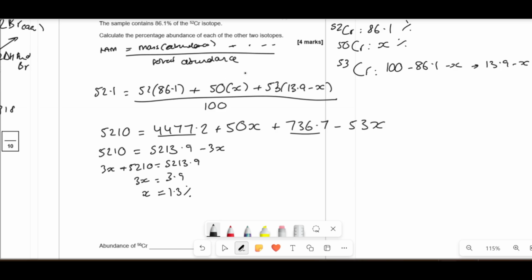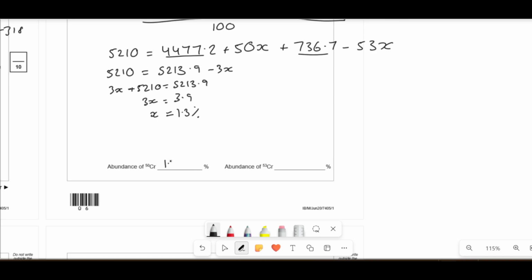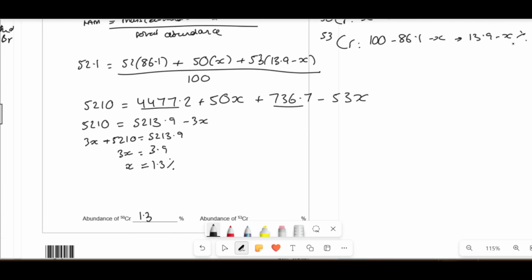So at least we know that this one is 1.3%. So the abundance of one of them off the bat, the 50Cr, is going to be 1.3%. Then the other one is just 13.9 minus x. It's going to be 13.9 minus 1.3, which gives you 12.6%.